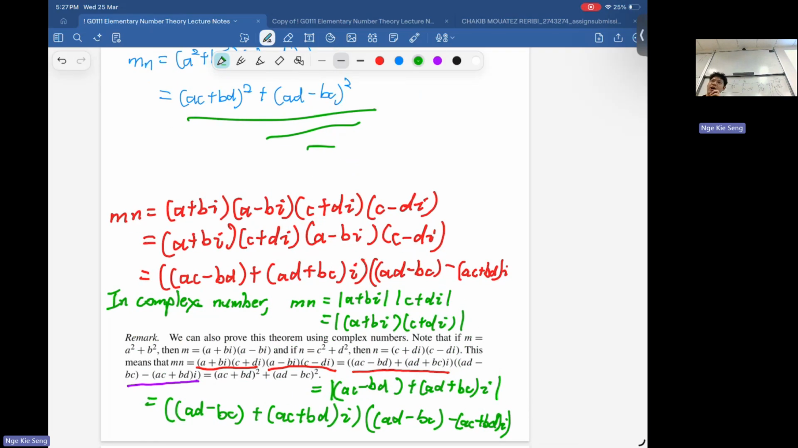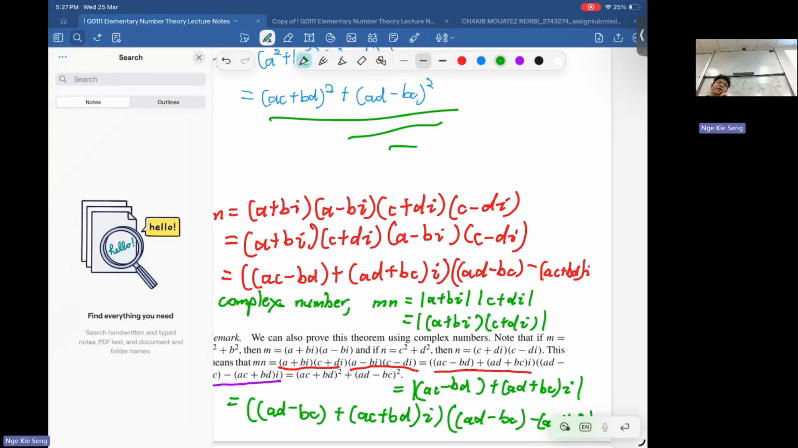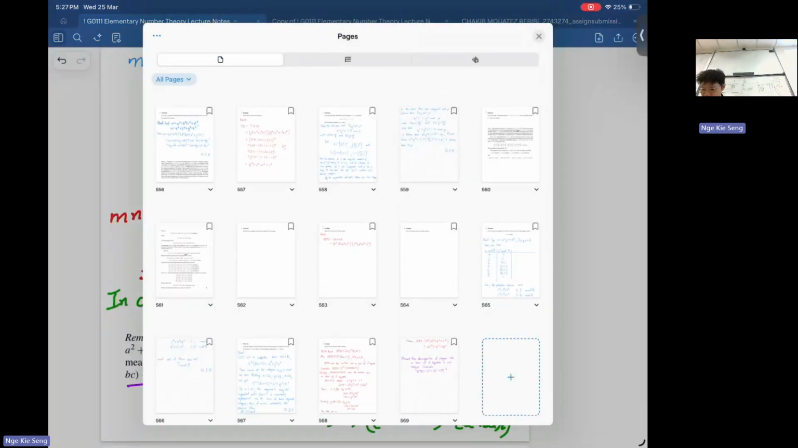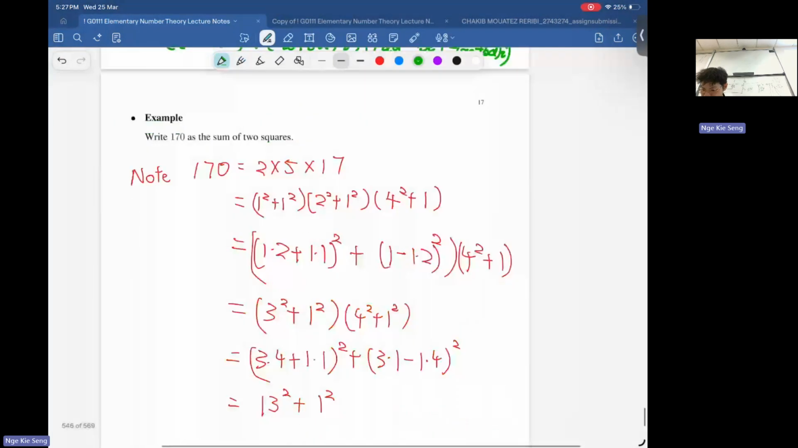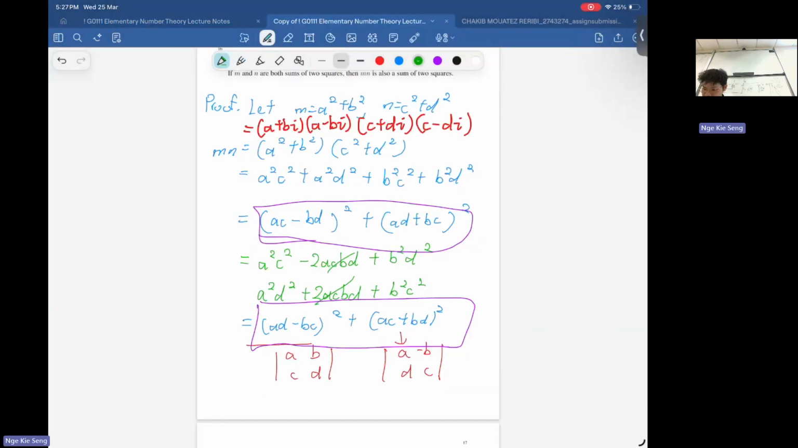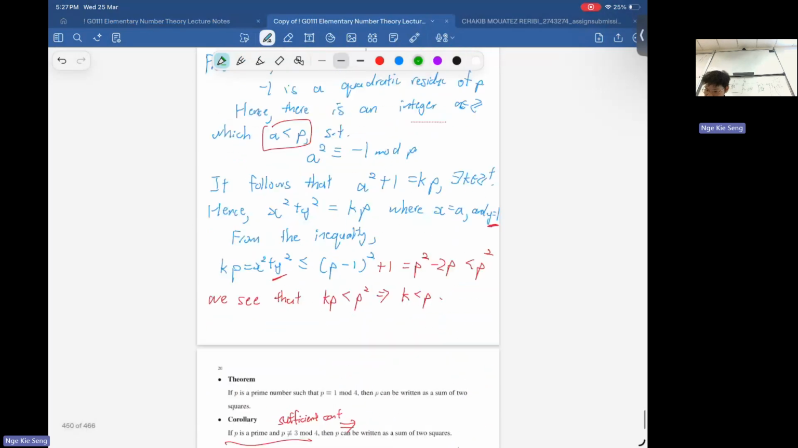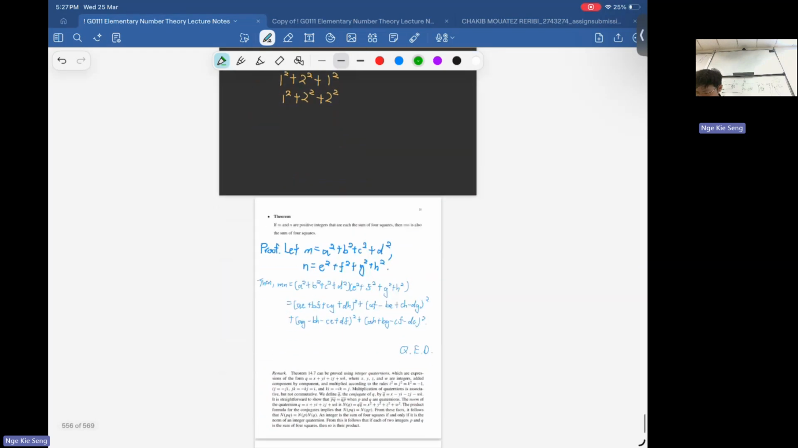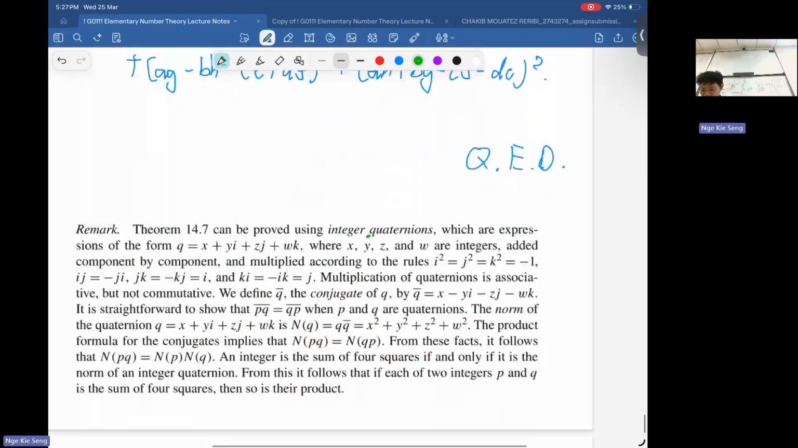So how about the sum of four squares? There's also a number system that relates to four dimensions, because a complex number is like two dimensions, a plus bi. This number system related to four dimensions is called the quaternion. Let me go down here. Maybe I use this one because I have the notes here. So this is something we relate to quaternions.